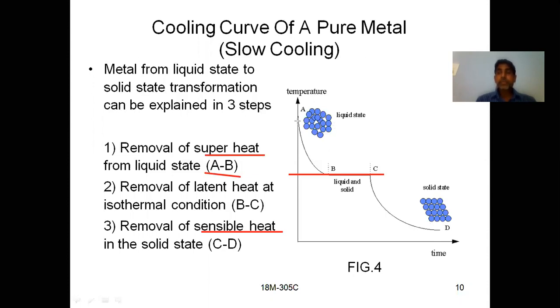Okay, so these are the three steps we have to understand in the cooling curve of a pure metal. That is from A to B, B to C and C to D. If you observe A to B, the temperature is decreasing, but B to C, the temperature is constant. Here the phase change is occurring, and C to D the temperature is decreasing. Here sensible heat is removed, and here superheat is removed. Here you are removing the latent heat at isothermal condition. That means the temperature is constant. You have already studied what is meant by latent heat, superheat and sensible heat in your thermal engineering.